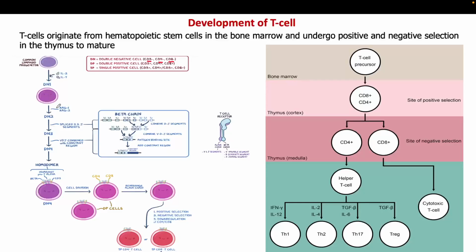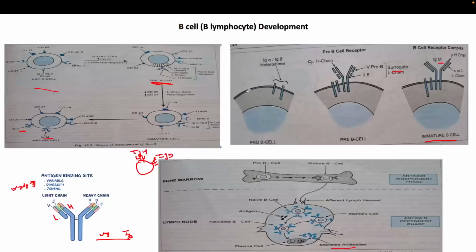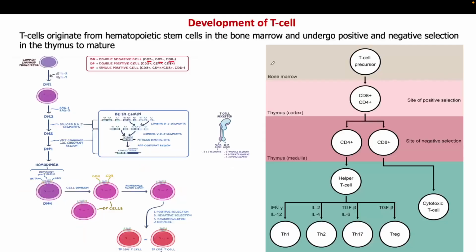Here what will happen is the RAG1 and RAG2 genes will be expressed. These are two enzymes. Here you can see that this is the T cell receptor. Ultimately we require the TCR, or the T cell receptor. Like in case of the B cell, there is the BCR, B cell receptor. What is the B cell receptor? This IgM and IgD is the B cell receptor, because it is going to bind with the antigen. Like that, here the T cell receptor is going to bind with the antigen.